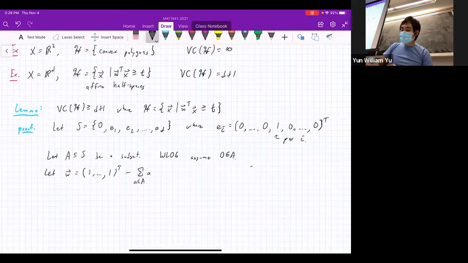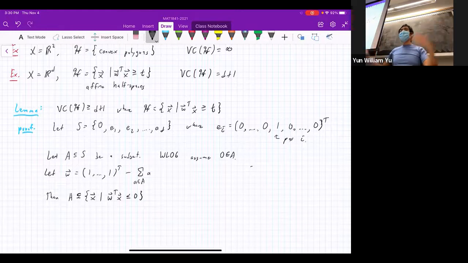Once we do that, we just need to compute this out. And we know that A is contained in the set where w transpose x is less than or equal to 0. Why is that? Because for all these things, when you take the dot product, you're never going to have a non-zero term in the same place, so it's just going to be equal to 0. And so it's clearly contained in this affine half space that's less than or equal to 0.